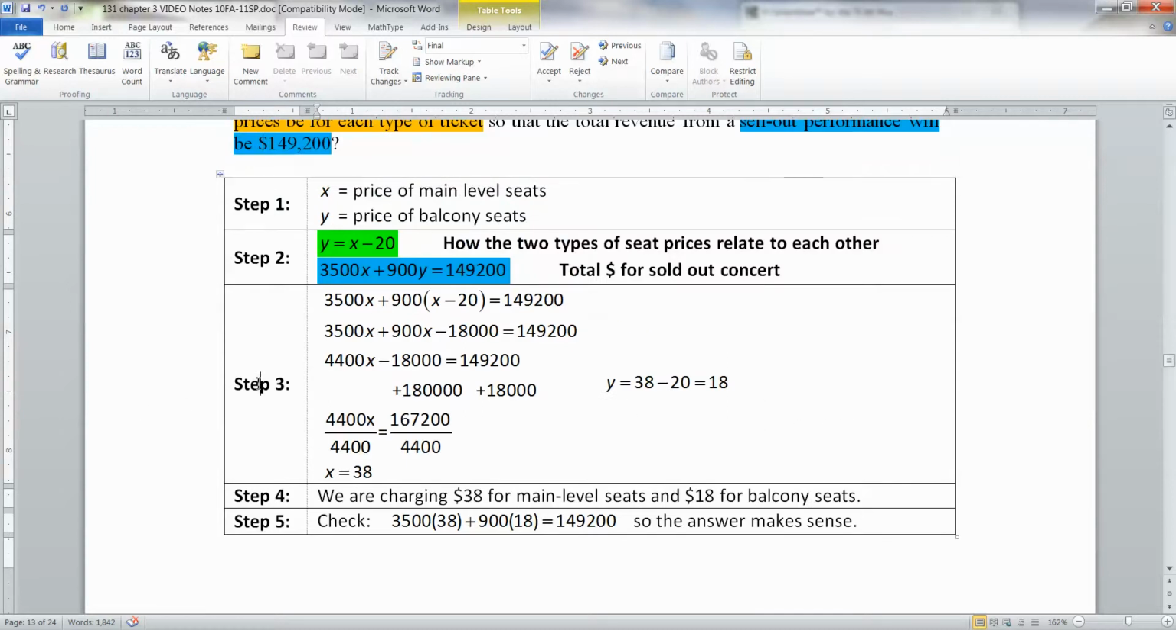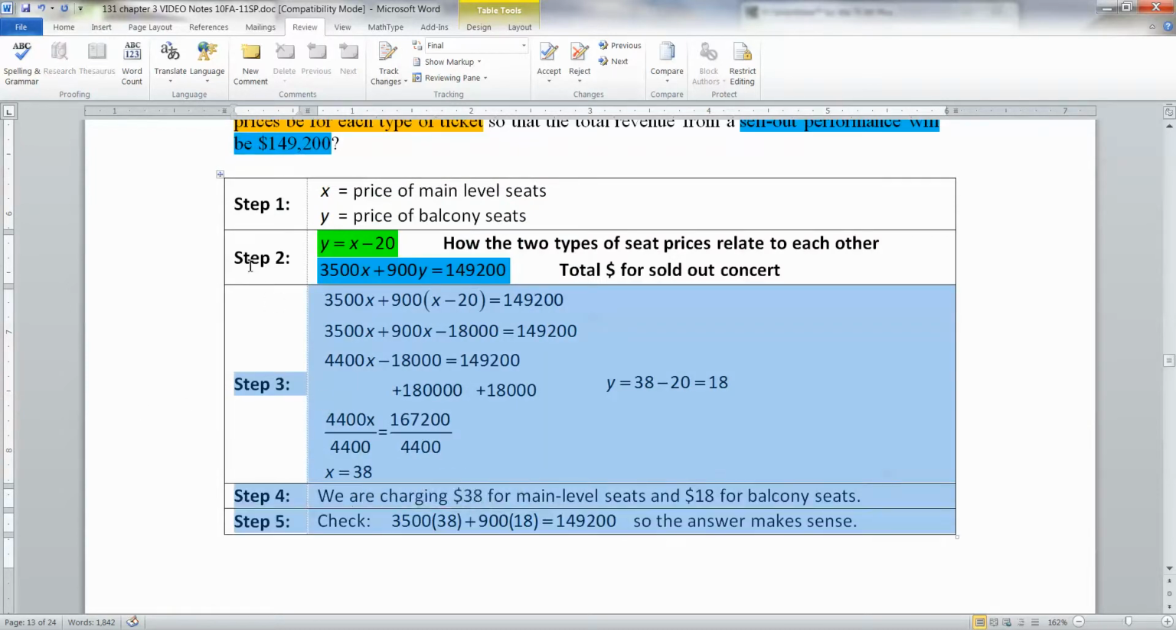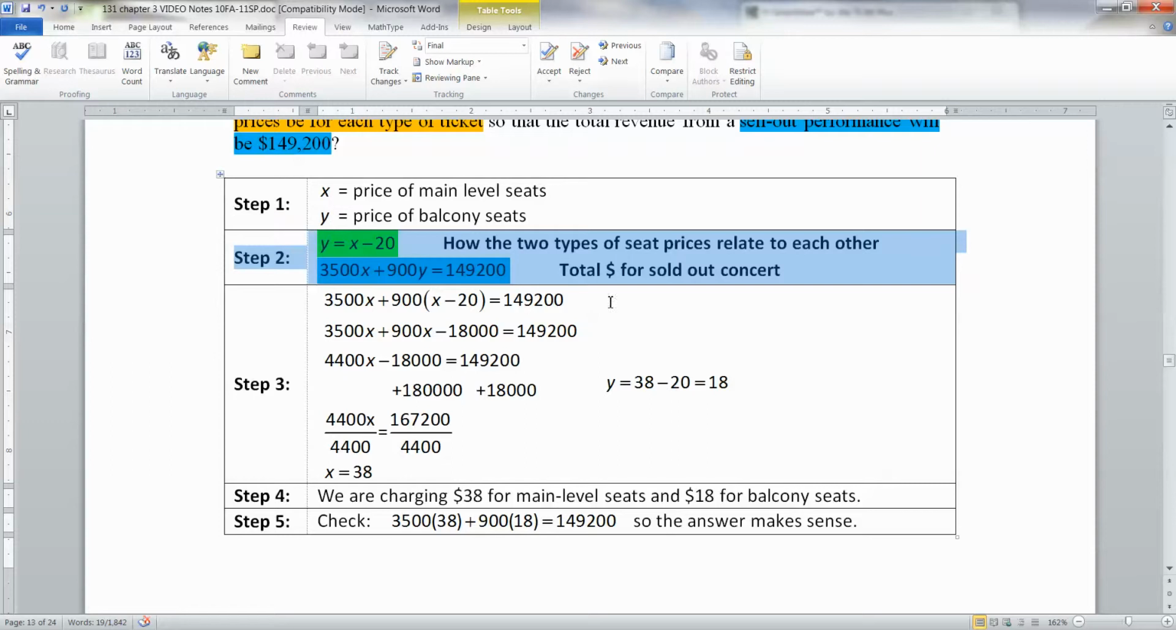Now notice steps 3, 4, and 5 are actually not hard. It's step 2 that is just the killer, because you really got to figure out two equations. That's the hard part. Once you've got them, it's not bad.